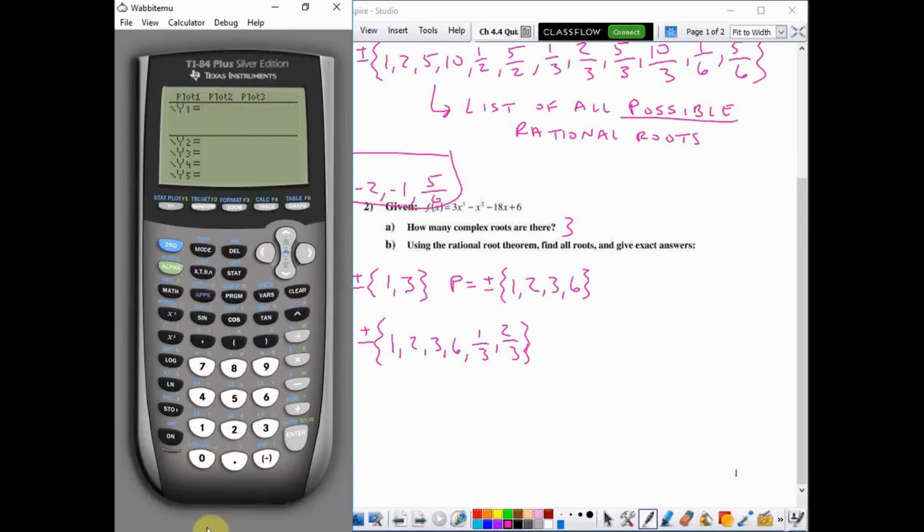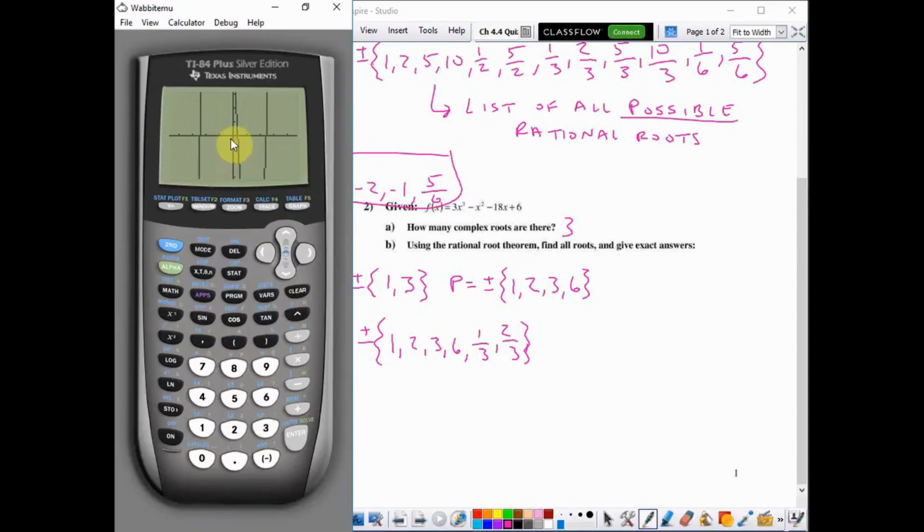I really should have cleared out that first one, so I'm going to start over. 3x cubed minus x squared minus 18x plus 6. And there's the graph. I don't need to zoom out because I can see all 3 of the x-intercepts here, here, and here.